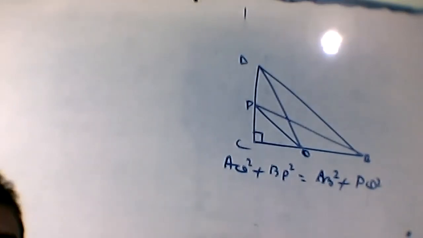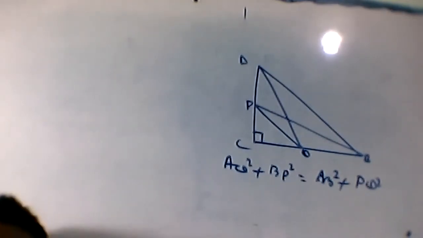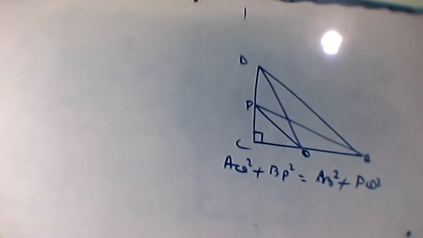Okay, finish. Simple. You first find AQ square, which is AC square plus CQ square. Then find BP square, which is BC square plus PC square. Add both, and we'll get it. Today only basic questions of Pythagoras theorem. Next class, difficult questions. Okay.